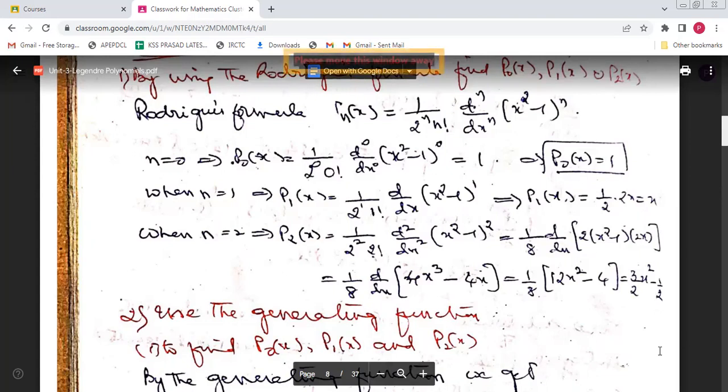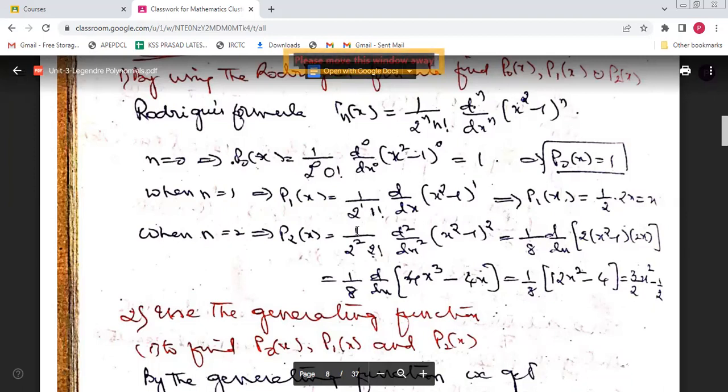It is an identity function. When n equal to 0, P0 of x is equal to 1. It is a constant function, a constant polynomial. When n equal to 1, it is becoming an identity function. P1 of x equal to x. P1 of 1 equal to 1, P1 of 2 equal to 2, P1 of 3 equal to 3, P1 of 5 equal to 5. So it is an identity function.